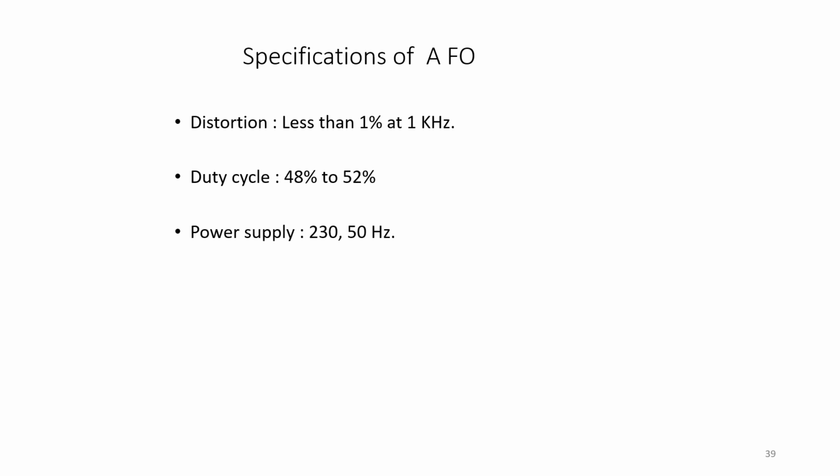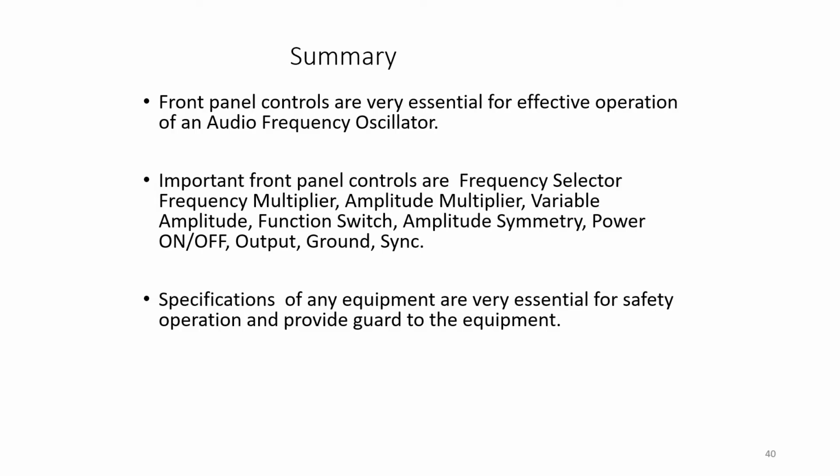Accuracy, 3%. Distortion less than 1% at 1 kilohertz. The duty cycle, that is for your square wave, 48% to 52%. The power supply, 230 volts, 50 hertz. So these are the various specifications of the audio frequency oscillator.